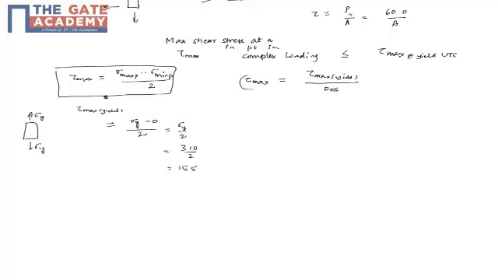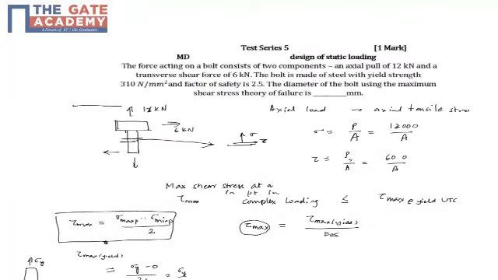Now how do I calculate the tau max in this problem? Let's substitute: tau max yield is 155, factor of safety is 2, so this is 77.5. So as per the shear stress theory of failure, if failure shouldn't happen, then your tau max should be at most 77.5, considering the factor of safety. Now how do we calculate tau max in this complex loading?